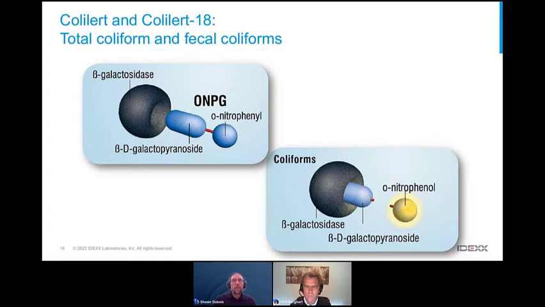It hydrolyzes and it changes color. So ONPG, when the nutrient and indicator are bound together, is colorless. And then when that indicator is released and hydrolyzes, it turns yellow. So for Colilert and Colilert-18, for coliforms being present, we will be seeing a change from colorless to yellow.